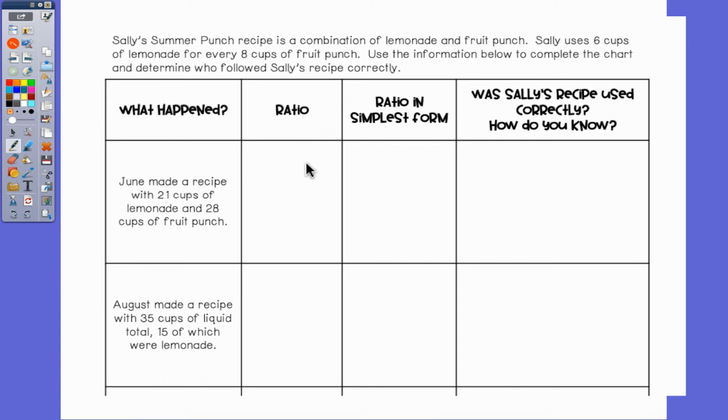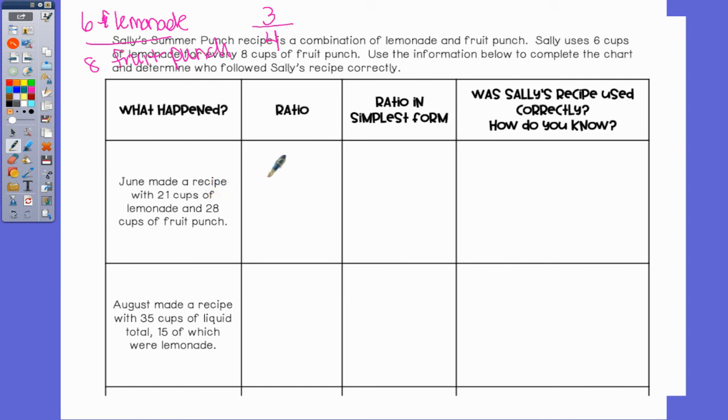Okay, Sally's summer punch recipe is a combination of lemonade and fruit punch. Sally uses 6 cups of lemonade and 8 cups of fruit punch. Use the ratio to complete the chart. So first of all, we have this. She has 6 cups of lemonade to 8 cups of fruit punch. That is important. Okay, once we have that, we can actually simplify this. We can divide by 2, so I get 3 cups of lemonade for every 4 cups of fruit punch.